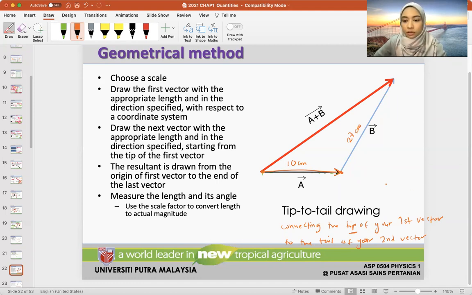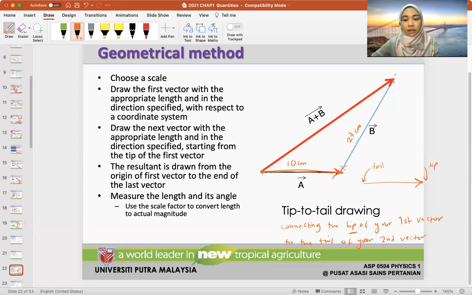What is tip? What is tail? So when we have an arrow, this guy is called the tip and this guy is called the tail. Tail kan? Tail kat belakang lah. Tail yang kat belakang, tip yang kat depan. So I'm connecting the tip of first vector to the tail of the second vector. So basically sambung arrow dengan arrow. Macam tu. Janganlah sambung macam ni salah. So it's tip to tail.